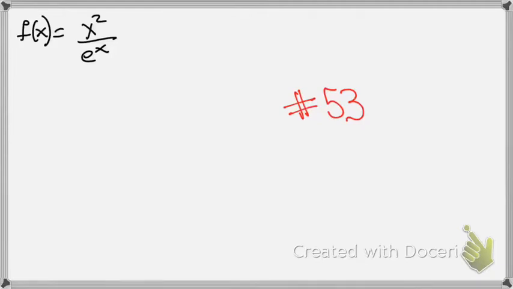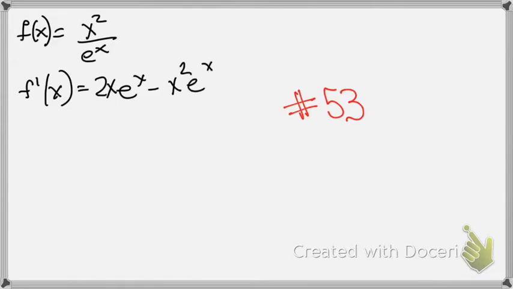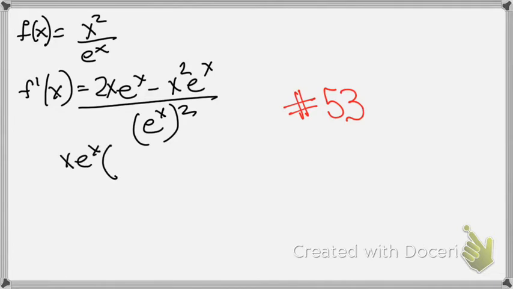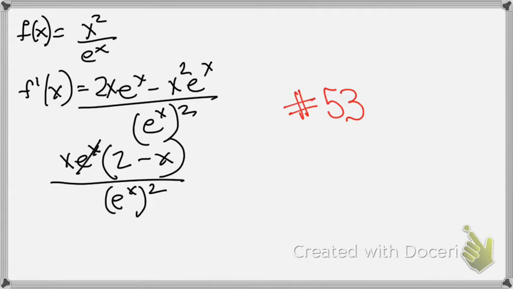Okay, 53. I rewrote it as a quotient because I think the quotient rule is easier to simplify, but you didn't have to. So, first derivative: low d high minus high d low, draw the line and square below. Factor in the numerator, factor out an x and an e to the x, and you're left with 2 minus x. Cancel one of the e to the x's.